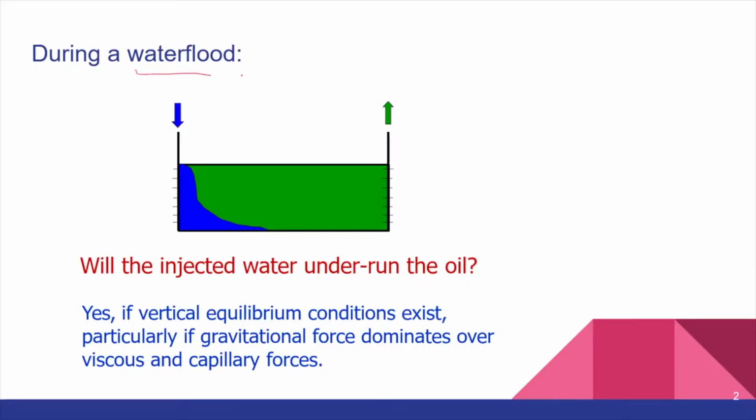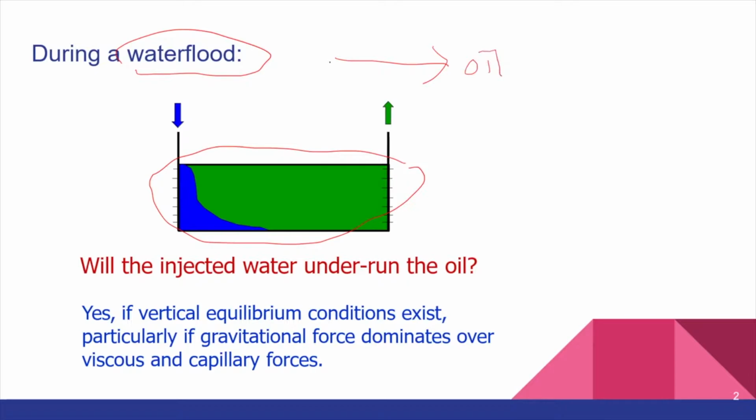During a water flooding, or water flood, you have a reservoir and you push the oil out of the reservoir using water. This water will be injected into your reservoir through this well. We call this the injection well, so we will inject water in this.